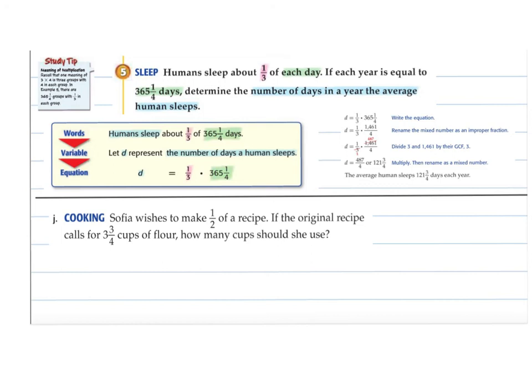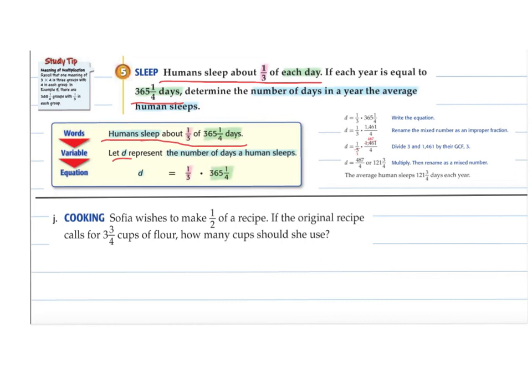So let's look at a couple of word problems that involve fractions and mixed numbers and how to set them up. So if it says humans sleep about 1/3 of each day, and if each year is equal to 365 1/4 days, determine the number of days in a year the average human sleeps. So that means that a human sleeps 1/3 of the 365 and a fourth days in the year. So right here, we worded it out again. Humans sleep about 1/3 of 365 and a fourth days.